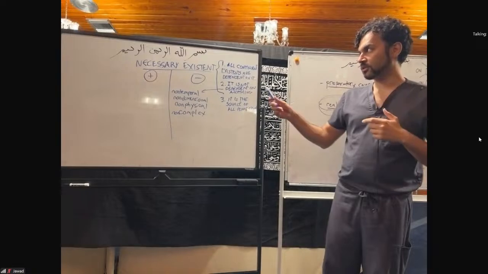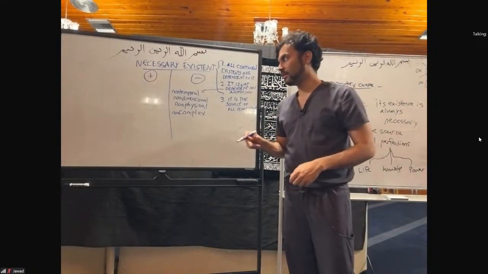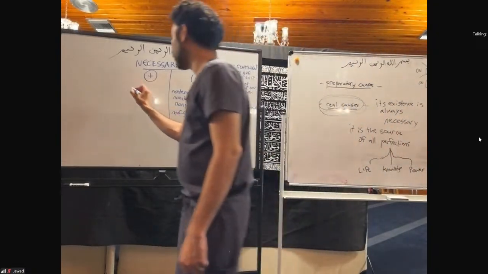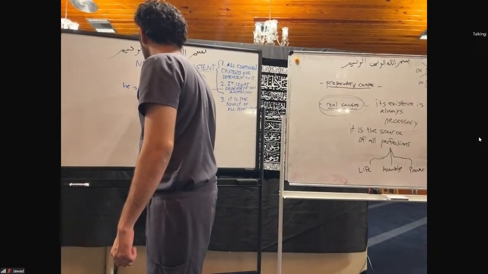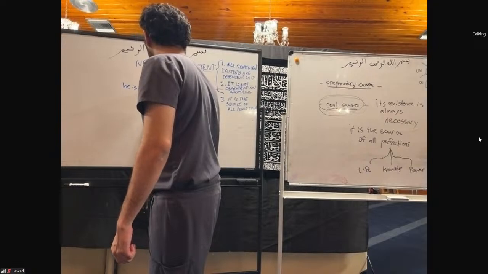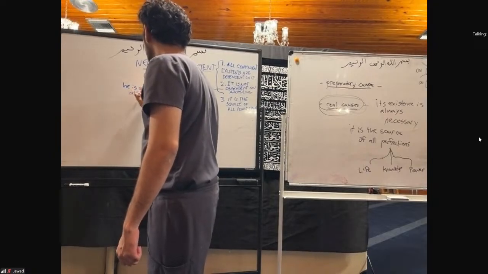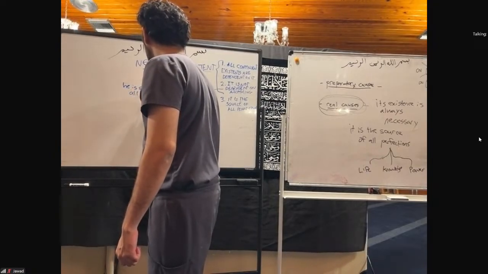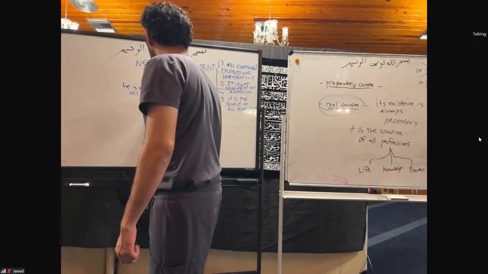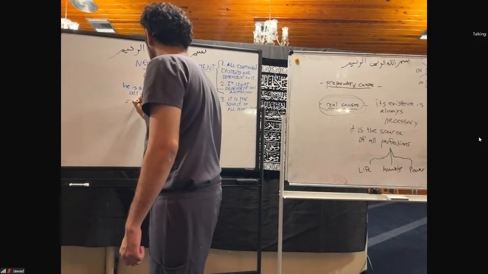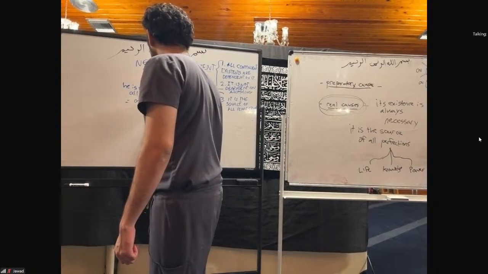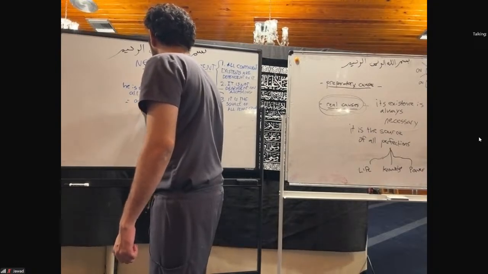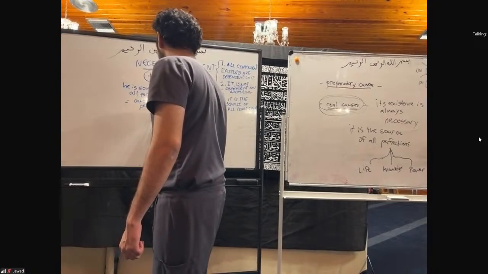But okay, so positive attributes, we said that he's the source of all perfections, right? He is the source of all perfection. In other words, he's ontologically perfect, right? Okay, what does that mean? Ontologically perfect.